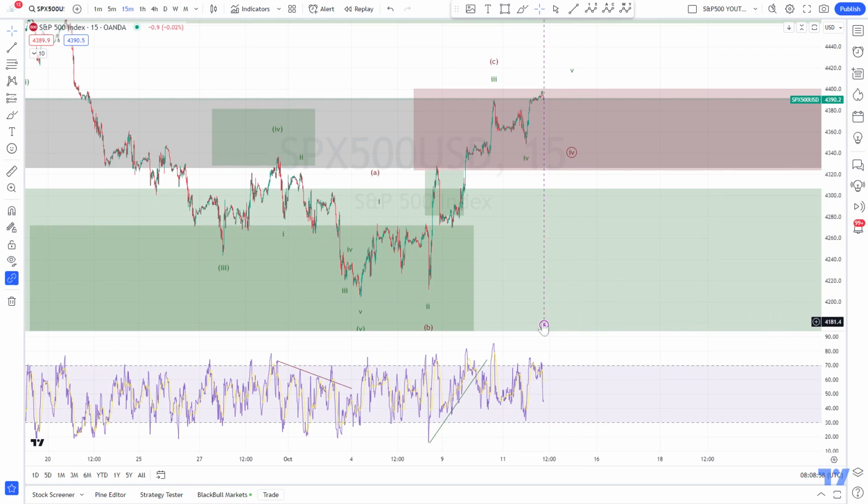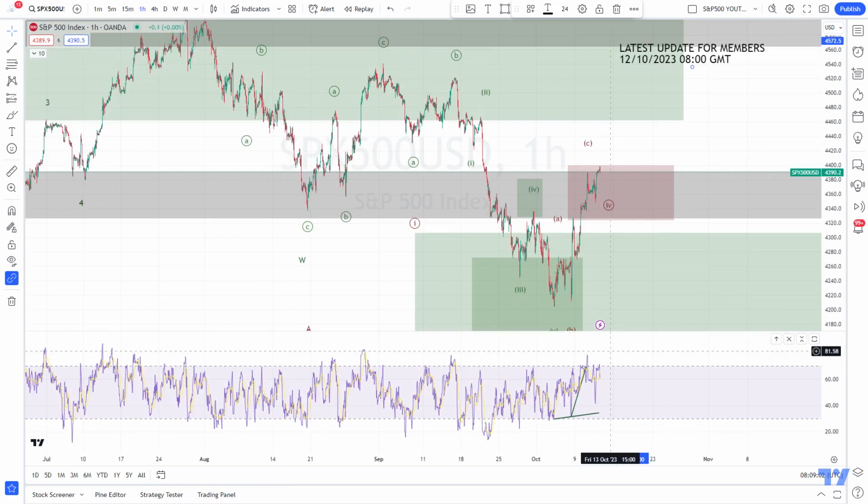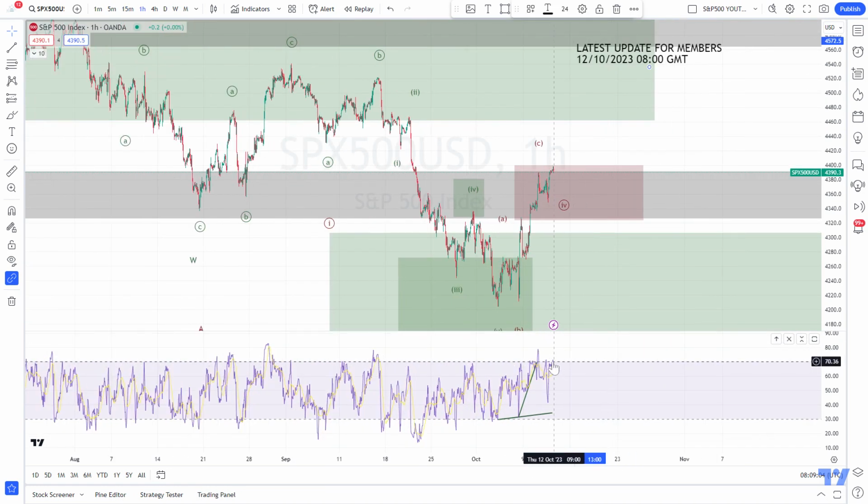We have divergence also in the 1 hour here. This is typically our wave 3. This is typically the wave 4 here. So I would say we are now working on the 5th wave. Of course, we can see a bit more upside in this 5th wave.